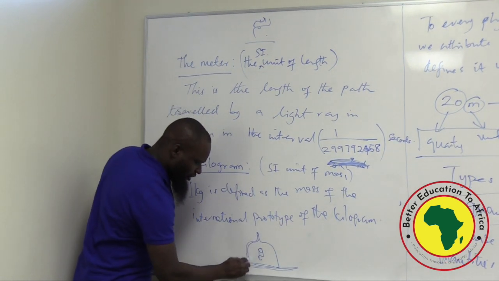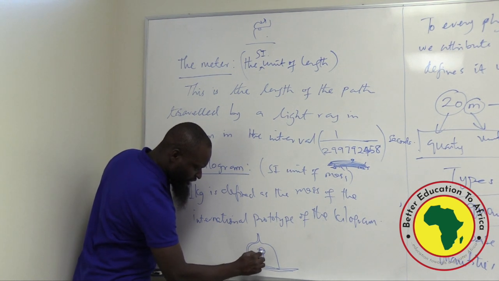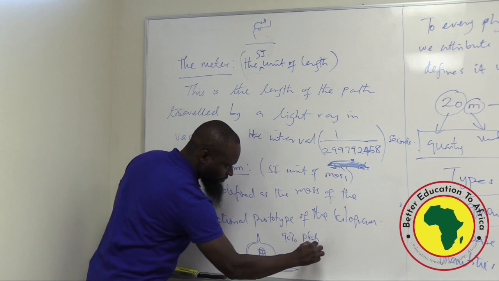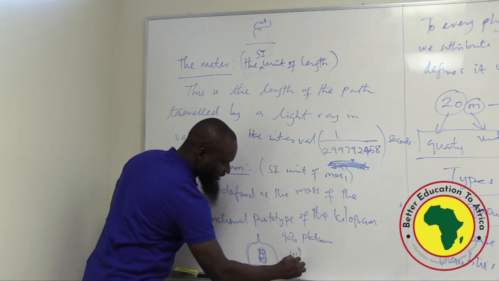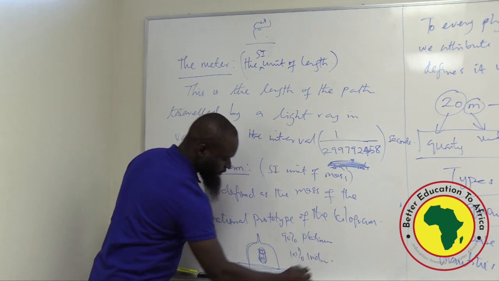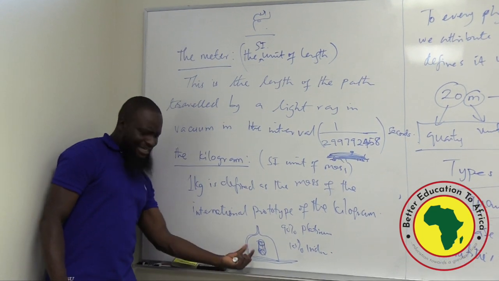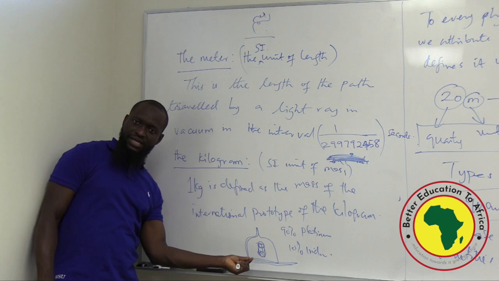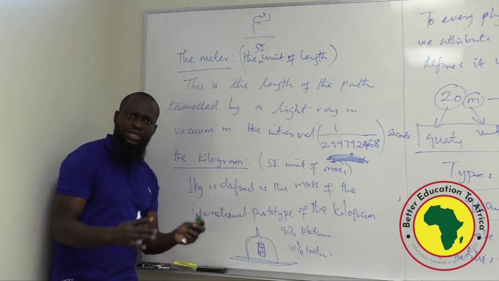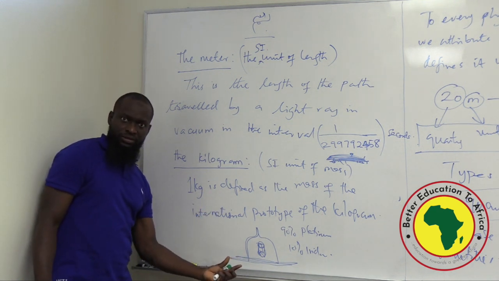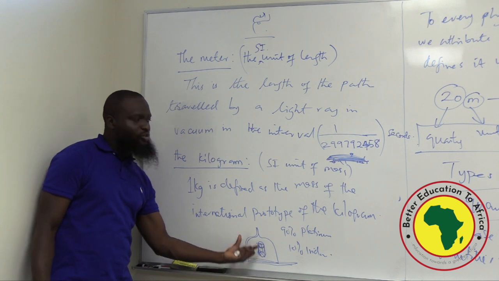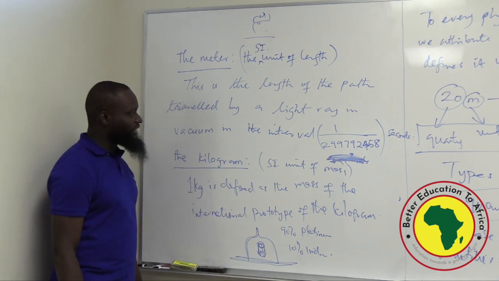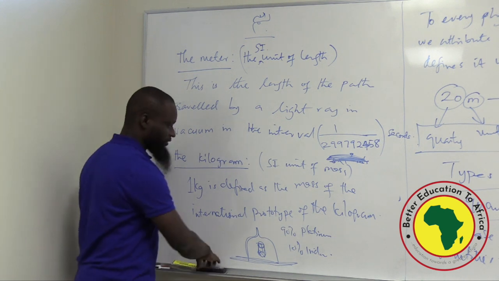It's made up of platinum iridium, 90% the material called platinum and 10% the material called iridium. So that material is made exactly 1 kilogram. That's what is called the prototype. They have different ones in different countries, but that's the prototype. This prototype is what we use as a reference for measuring the kilogram, the unit of mass.